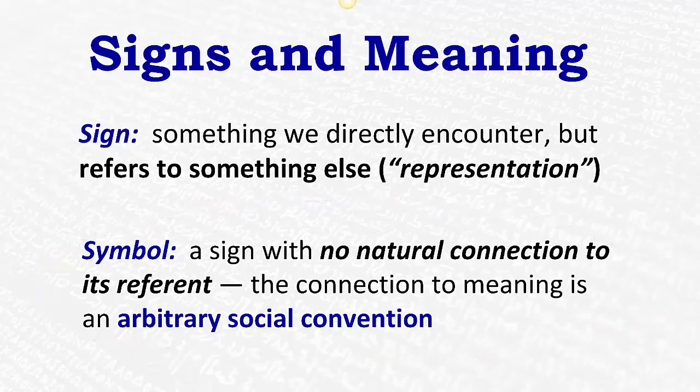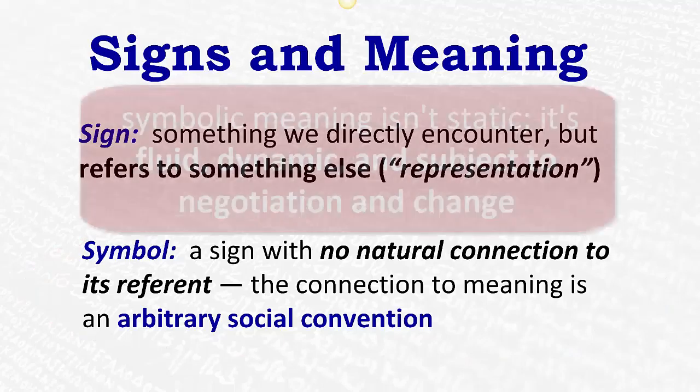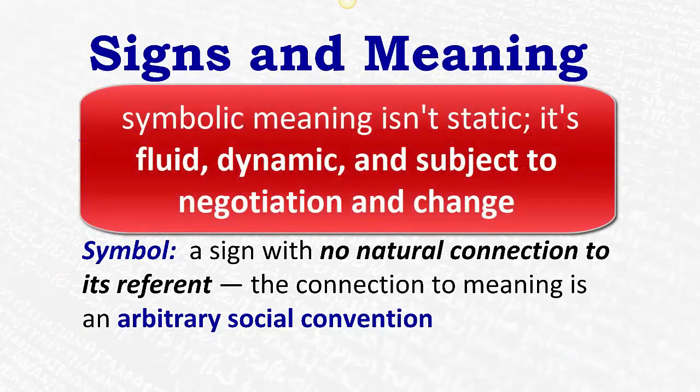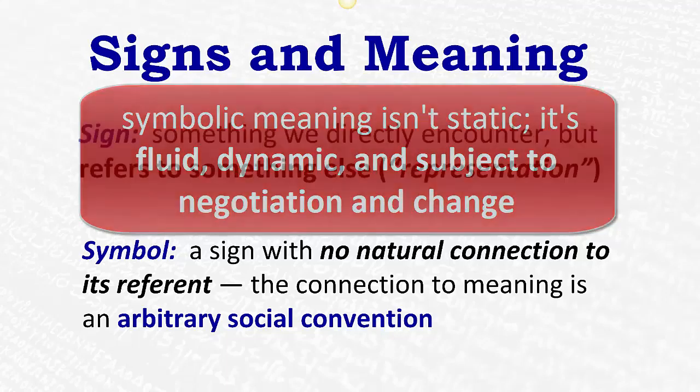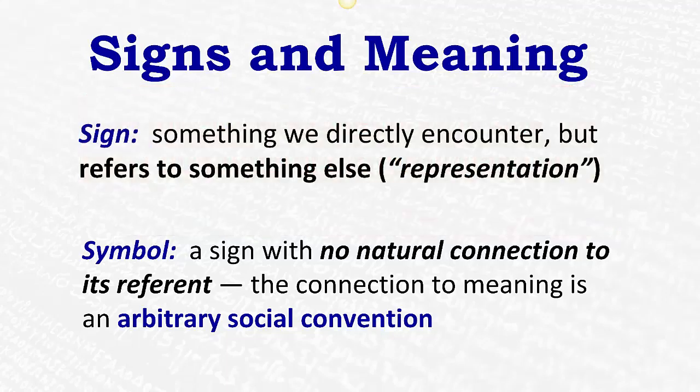Now, this is going to be an important concept to remember because what symbols mean is something that is a fluid and dynamic thing in social interaction. The meanings of symbols can change, and the meanings of symbols can also be internally complex, multiple, and sometimes even in contradiction or conflict with one another. But how is it that symbols actually mean what they mean?